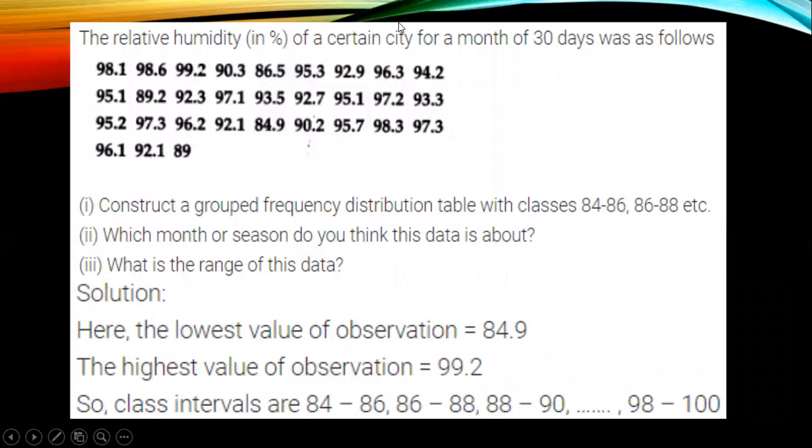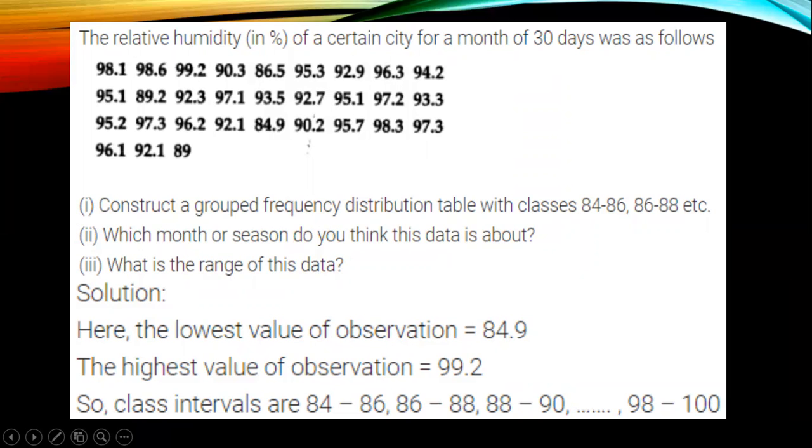Now, question number 3 is another easy one, which says the relative humidity in percentage of a certain city for a month of 30 days is as follows. So the relative humidity is being given in percentage, in the first day say it is 98.1%, the second day it is 98.6, the third day it is 99.2 and so on. The percentage is given for 30 different days.